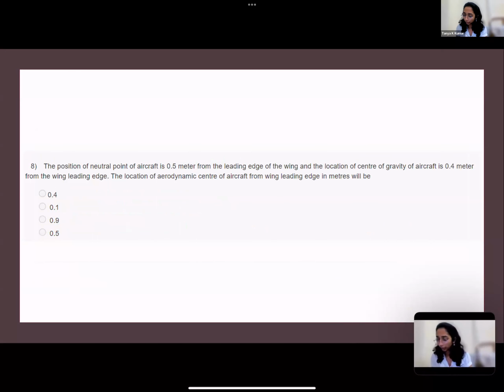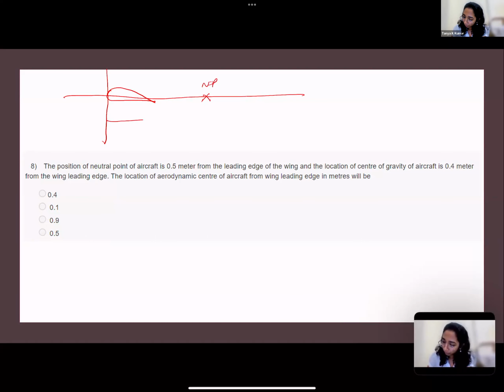the wing. So let's just draw this. This is your fuselage reference line. This is your wing. This is the leading edge of the wing, which is usually the reference from which we measure the CG, neutral point, AC, everything. And they said that the neutral point is 0.5 meters from the leading edge. So if this is your neutral point, this is 0.5. And the location of center of gravity is 0.4 meters from the wing leading edge. So if this is CG, this is 0.4.